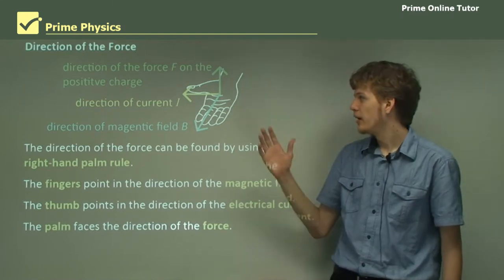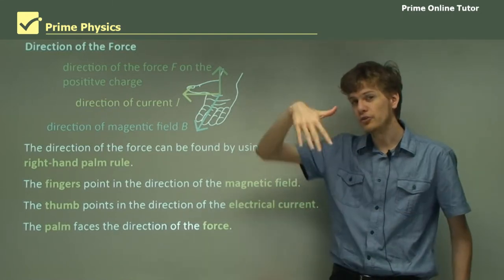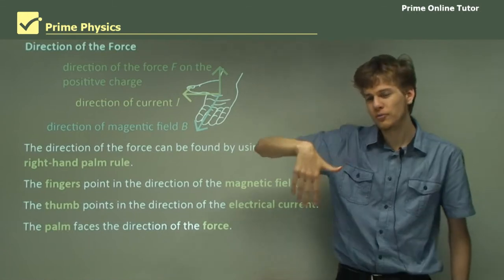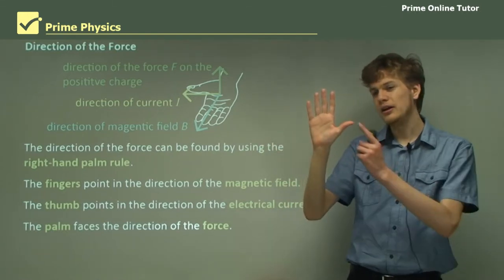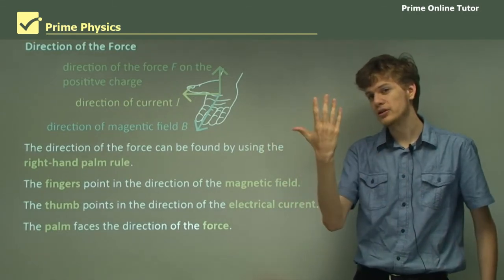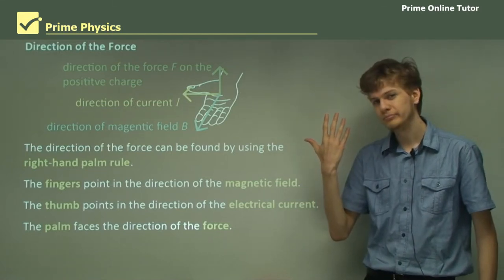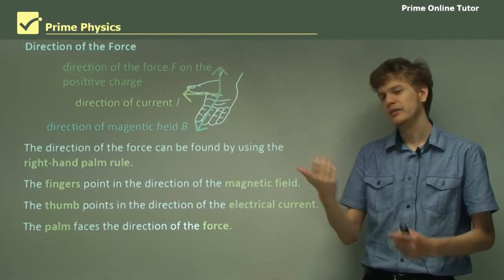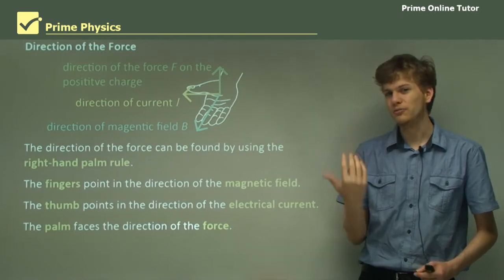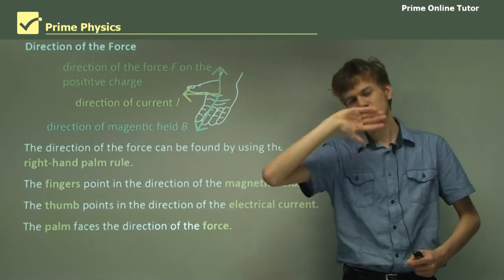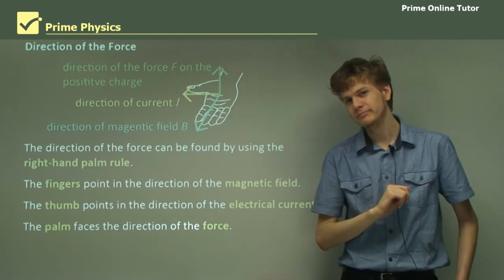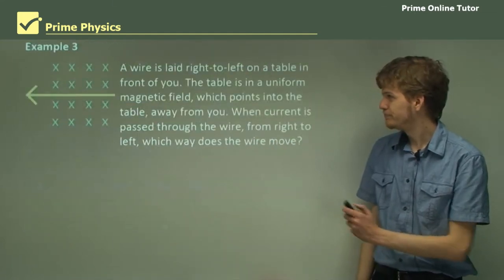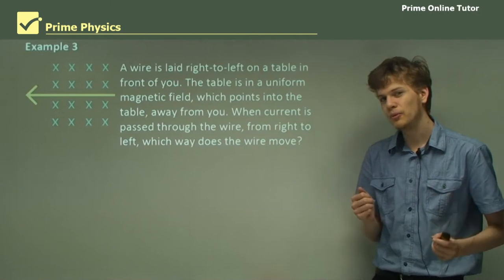If the magnetic field is pointing in the other direction, the force will be away from you. Or if the electric current is pointing the other direction, the force will be away from you. Right? If we reverse both the direction of the electric current and the magnetic field, then the force will be in the same direction, towards you. Right? So, let's look at another example.